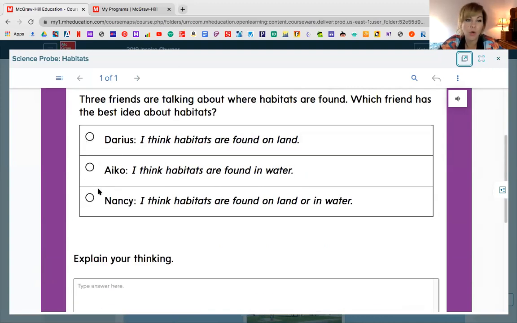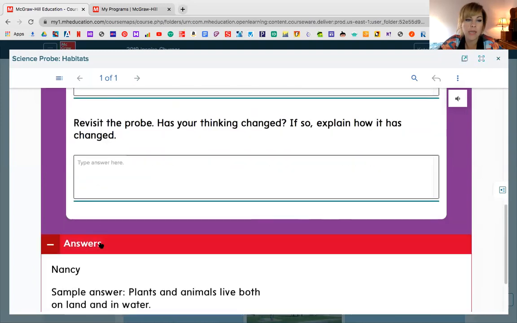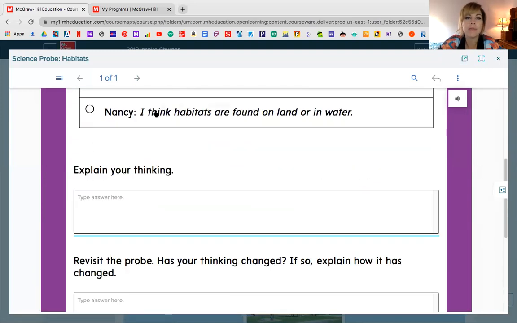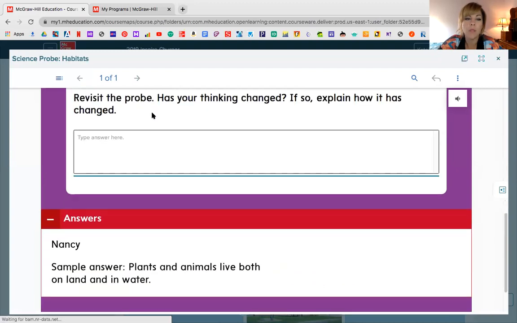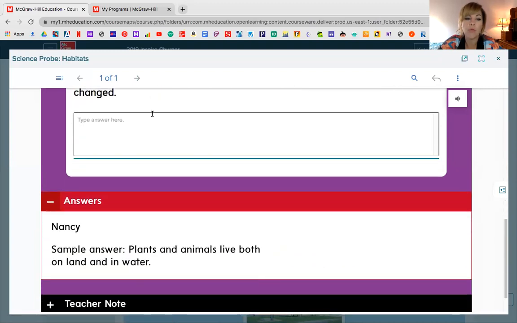So I want to know, who did you go with? Let's find out our answer. The answer was Nancy. Habitats are found both on land and water. The reason why: plants and animals live both on land and in water.